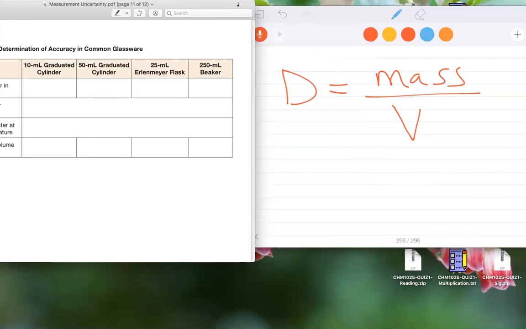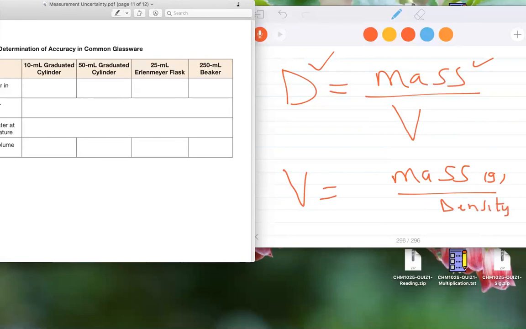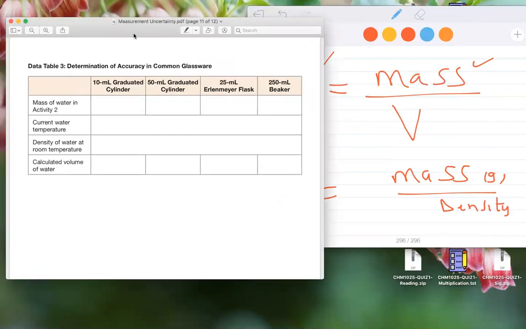Or density, if I know density and I know mass, volume is given by mass over what? Mass, in grams, over the density of water. It turns out that the density of water varies from temperature to temperature. That is why you will need this. The thermometer is for measuring the temperature of your H2O.